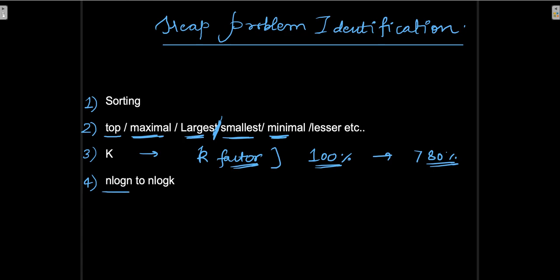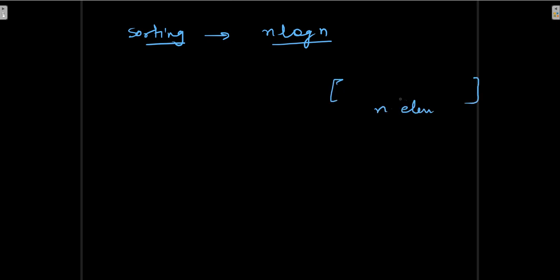The fourth one is the basic log n to log k. Let's understand it with an example. Before that, let's understand the time complexity of sorting. If you use standard collection sort, it will solve the problem in a time complexity of n log n. Let's suppose we have an array of n elements, 1, 2, and so on.